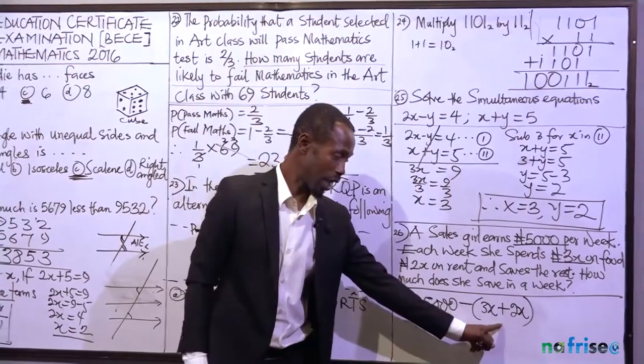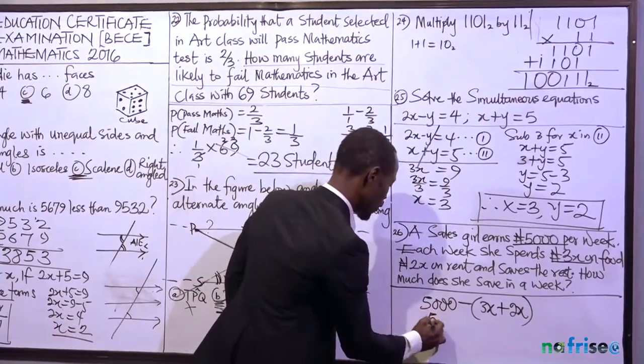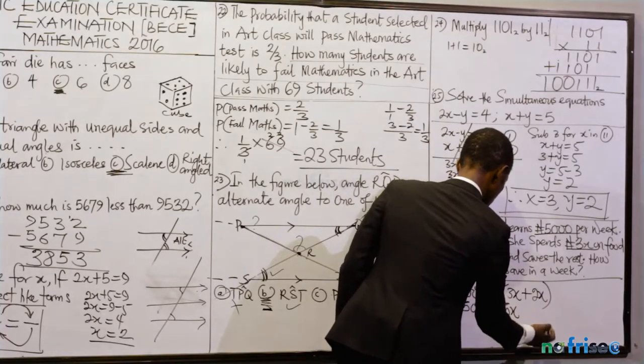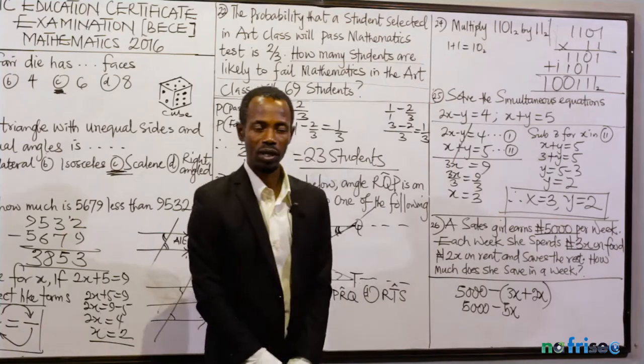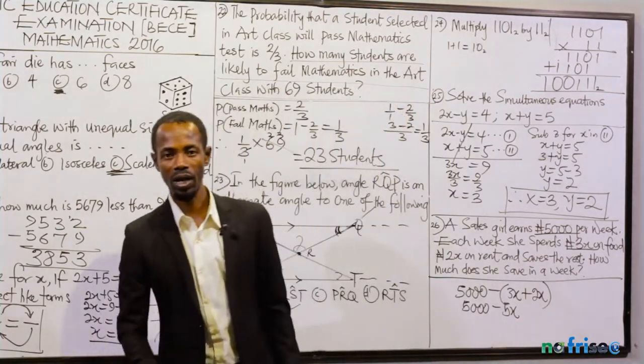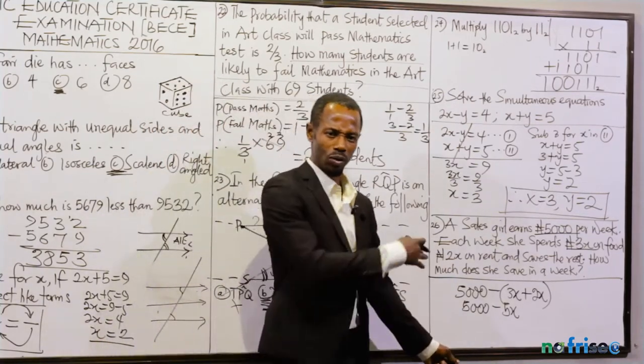So these are our expenses. This is our what? Our income. So you have this as 5,000 minus 5x. So this is what she saves. Say when I have 5,000, I spent 2,000 on house rent, I spent 1,000 on food. What will be left? It has to be 5,000 minus those expenses.